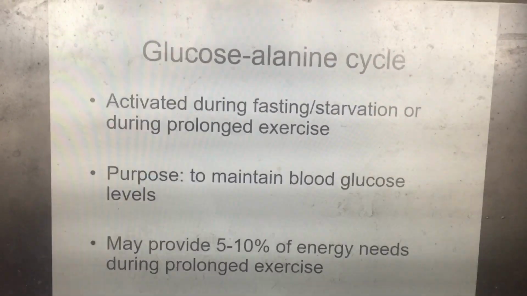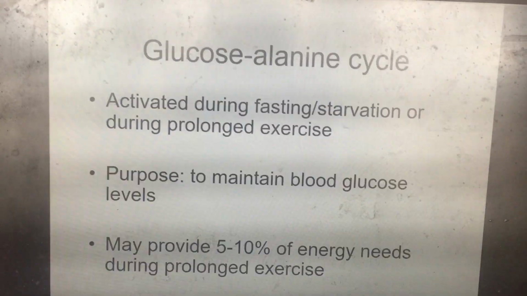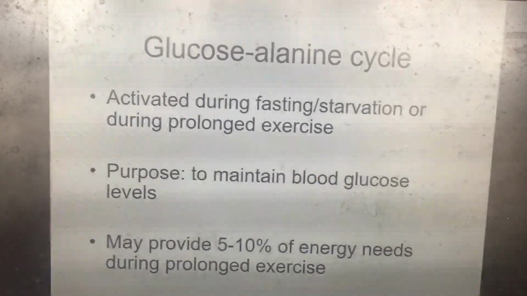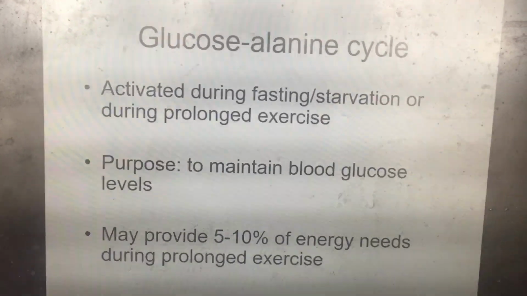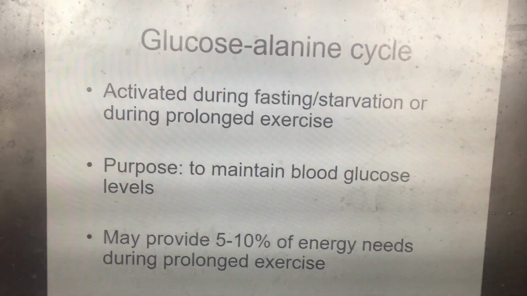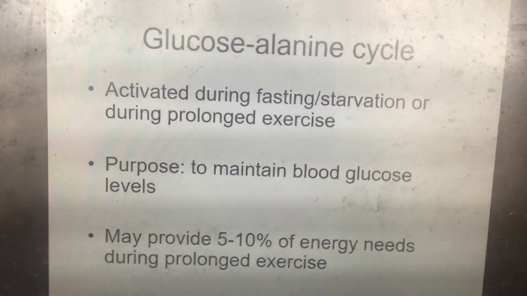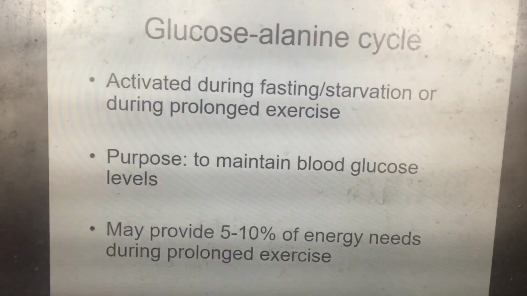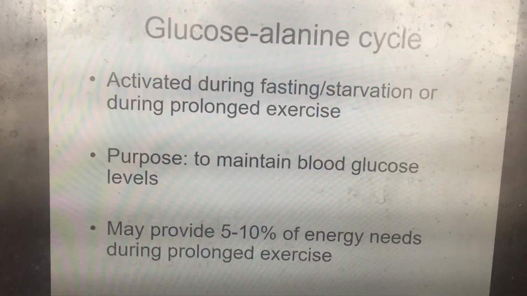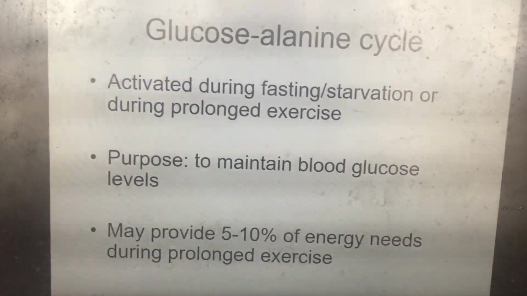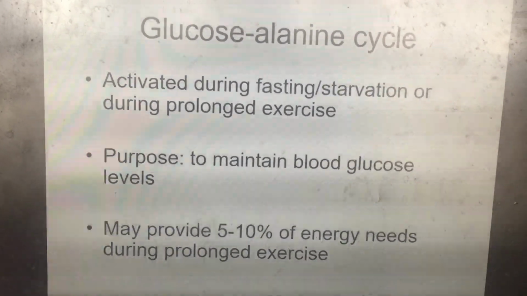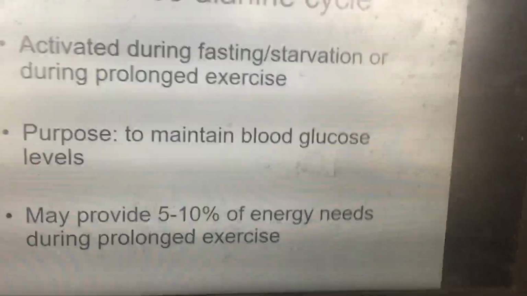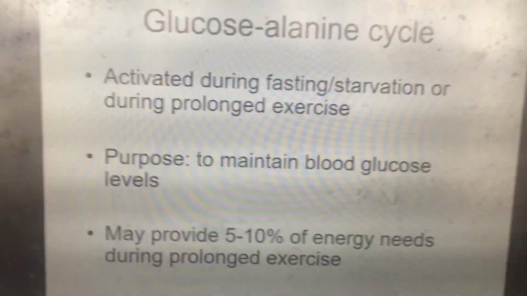So this is a summary of the glucose-alanine cycle. It's activated if you're fasting, starving, or during long-duration exercise. Its purpose is to maintain blood glucose levels. So recall that your muscles are taking up glucose during exercise, but your brain requires glucose as a fuel source. So your blood glucose levels are well defended, and it may provide 5 to 10% of the energy needs during prolonged exercise.